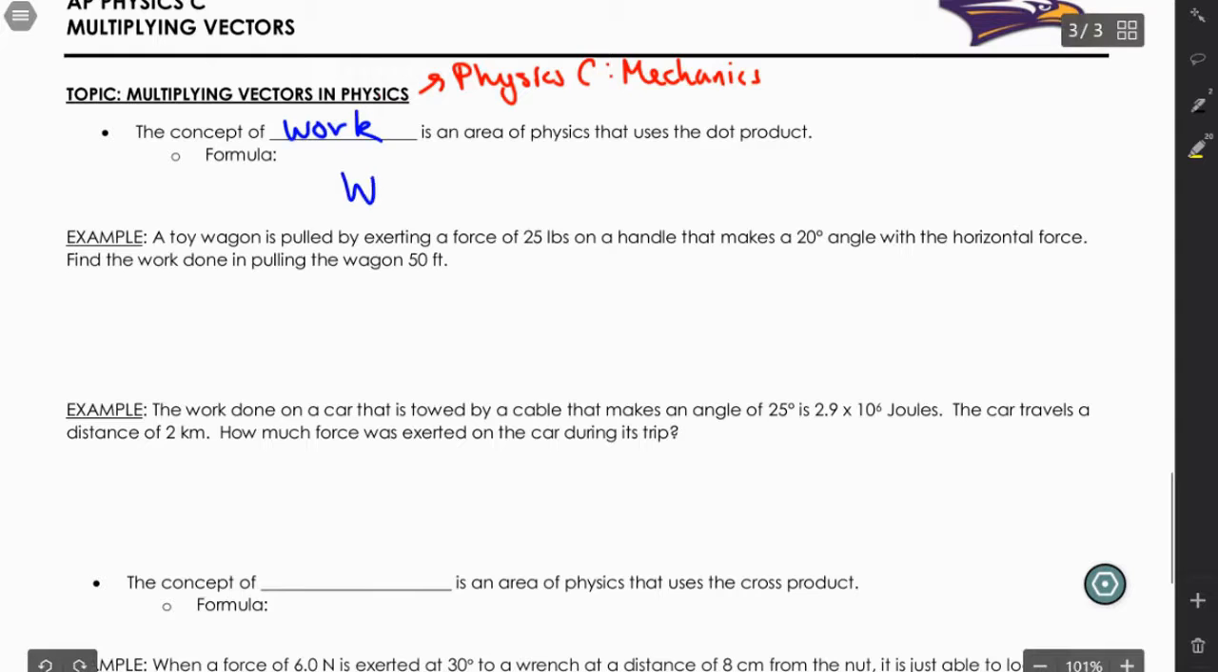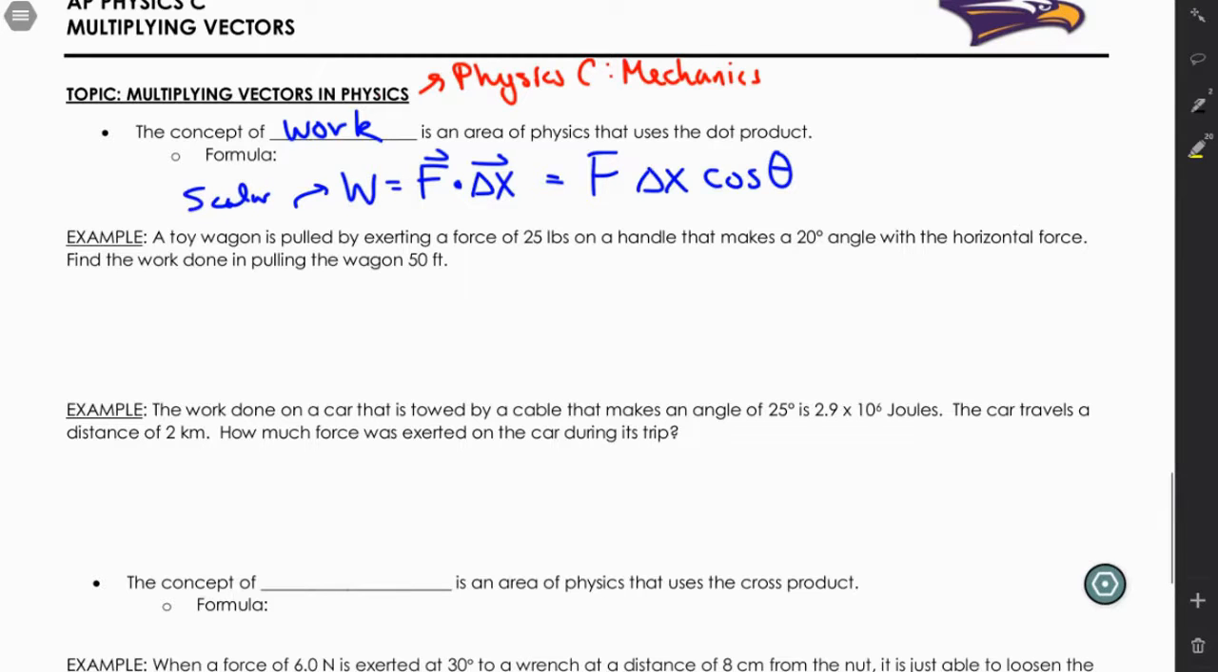And so the formula is work is equal to F, the force, dot, right? F dot the displacement, okay? And so the more common way to write the formula is just F delta X cosine theta. So one thing to note, work is a scalar quantity, okay? So remember, dot product is a scalar product. So when I multiply all this out, I'm going to end up with a scalar in the end. Again, the signature of dot product right there is this cosine theta, okay?